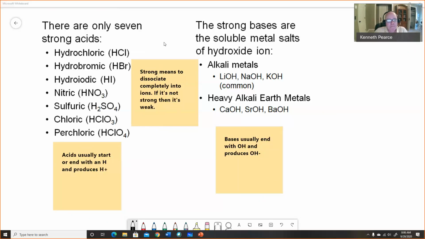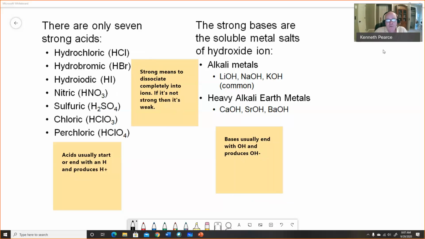And there are millions and millions of acids which produce H+. But there are only 7 strong ones. We have hydrochloric, hydrobromic, hydroiodic, nitric, sulfuric, chloric, and perchloric. And these are the only ones that dissociate completely into ions. Now, the way to know if something is strong is you have to memorize this list. And if it's not on this list of 7 strong acids, then it must be weak. And so it's an exclusive sort of definition in the sense of if you know it's not strong, then it must be weak.